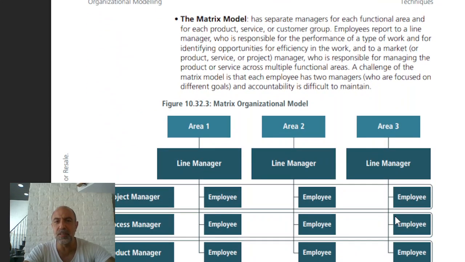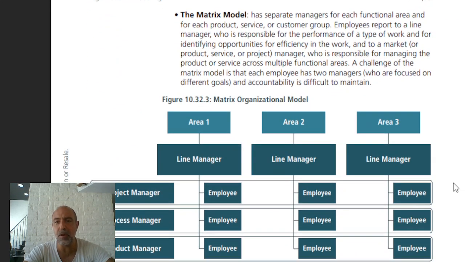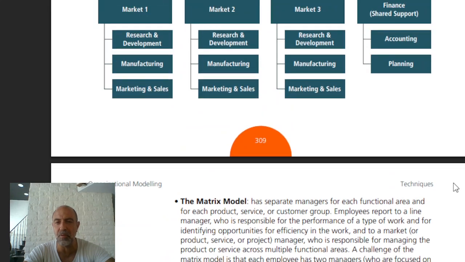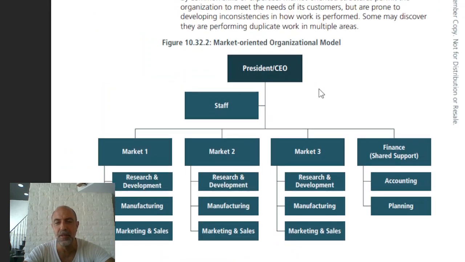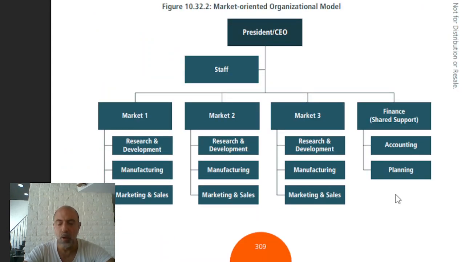And the third one is the matrix model. It has separate managers for each functional area and for each product, service, or customer group. Okay, I'm going to go back to the previous one because I feel like I ended abruptly. When I say connected to each other, there's a thread that connects all of them together. Here, they're showing it. See? I don't know if you can see it.